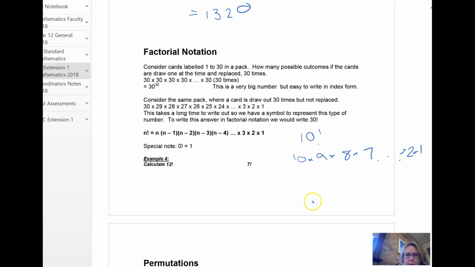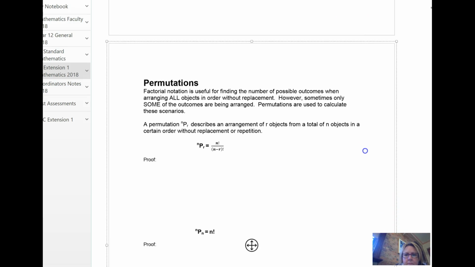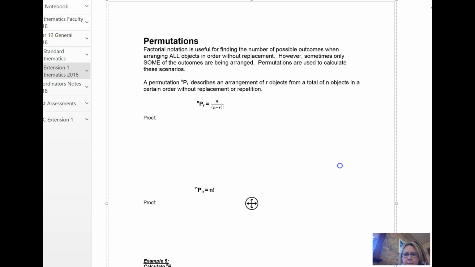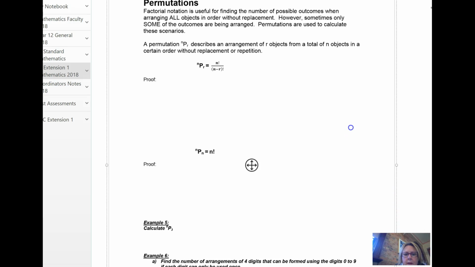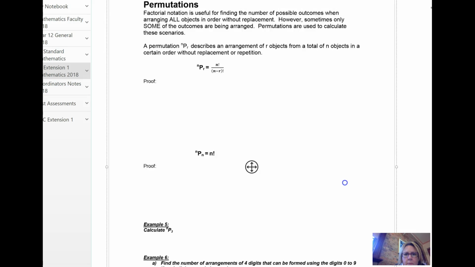Now, a permutation is the P button on the calculator, and it's useful for finding exactly what we did up the top there.